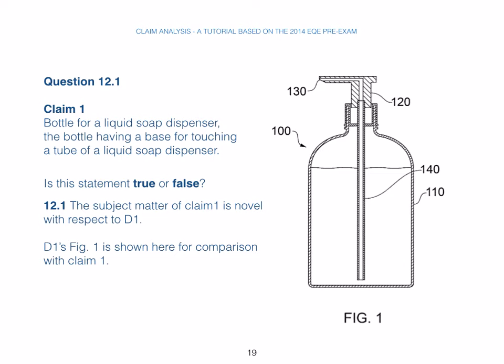D1's bottle is for a liquid soap dispenser. The bottle does have a base. The tube 140 of the liquid soap dispenser, however, does not touch the bottle base. Your answer to the statement is going to depend on the meaning of the term a base for touching a tube. Is the subject matter of claim 1 novel with respect to D1?